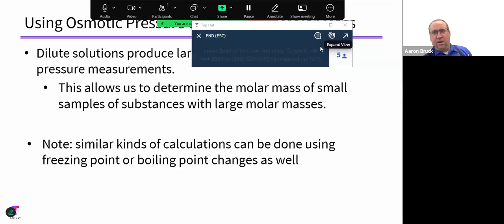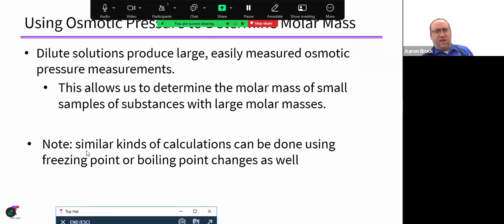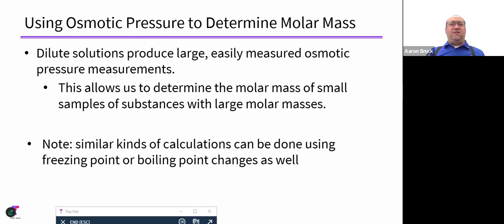Now, one kind of interesting application that we have for things like osmotic pressure is that because of that really easy ability to measure a pressure differential off of low concentration solutions, it becomes really easy to do things like figure out the molar mass of a compound based upon how that solution behaves.